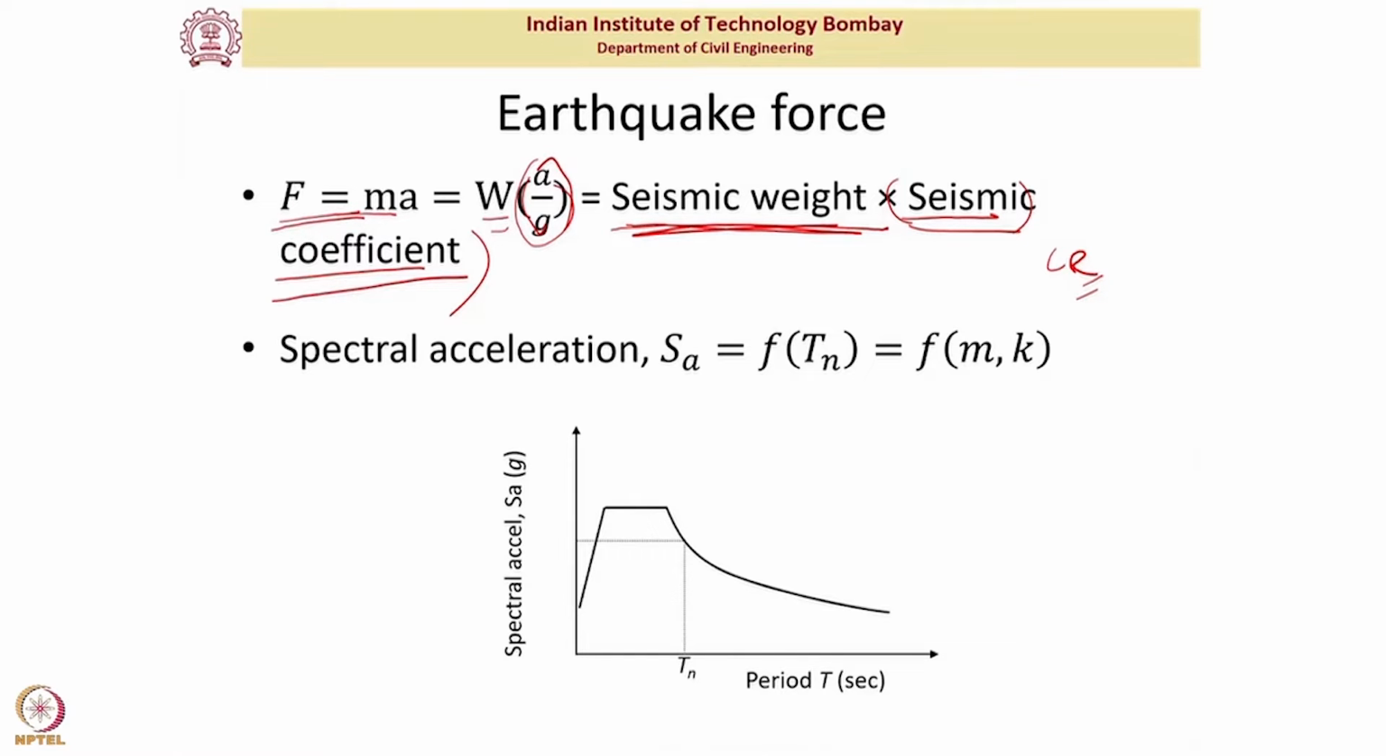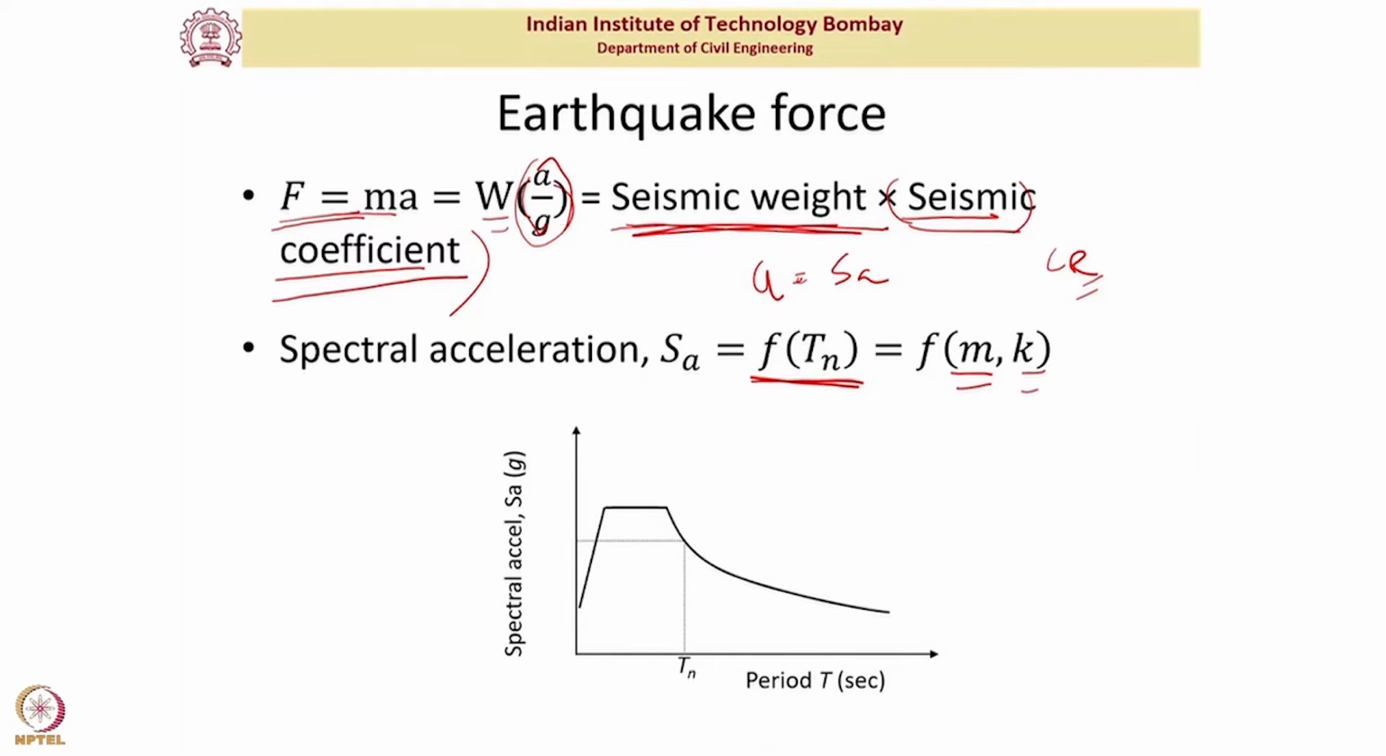Now this is basically the earthquake force, or the lateral earthquake force. This a, the acceleration of the structure, I can also say is the S_a, or the spectral acceleration. We know that the spectral acceleration of any structure is a function of the time period of that structure, and time period in turn is a function of the mass and the stiffness of the structure. What I'm writing here is valid for a single degree of freedom system, but we can extend the same concept to multi-degree of freedom systems as well.